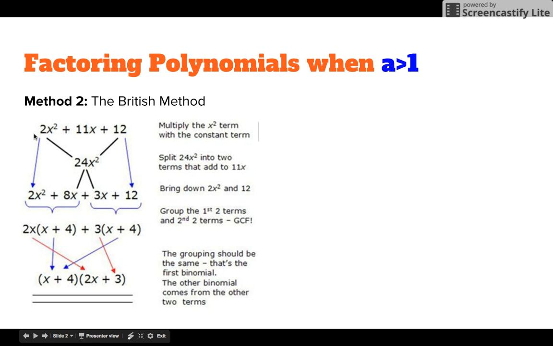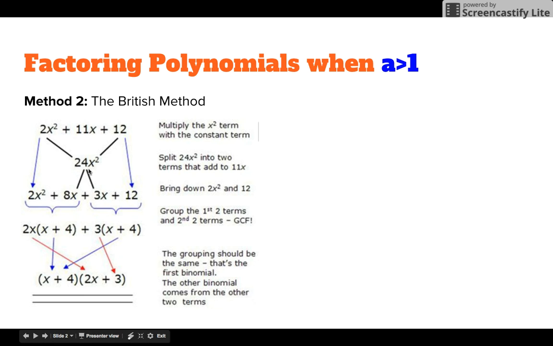It says multiply the x term with the constant term. Okay, well that's looking at ax squared and our c term. So 2x squared times 12 is going to give us 24x squared. All right, the next step says split 24x squared into two terms that add to 11x. Well, that 11x, remember, came from our b value. So we want to know the two terms that will give us 11.